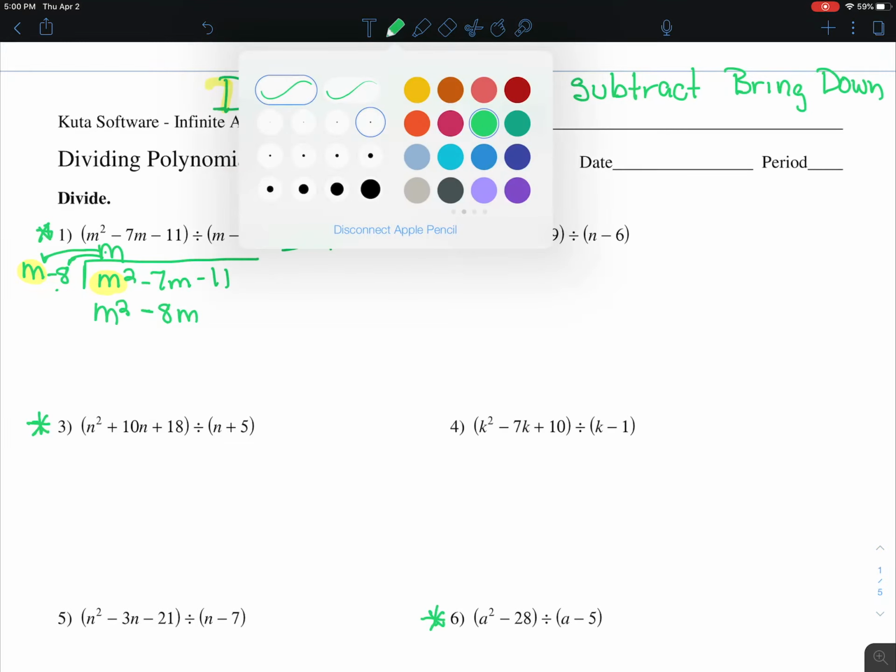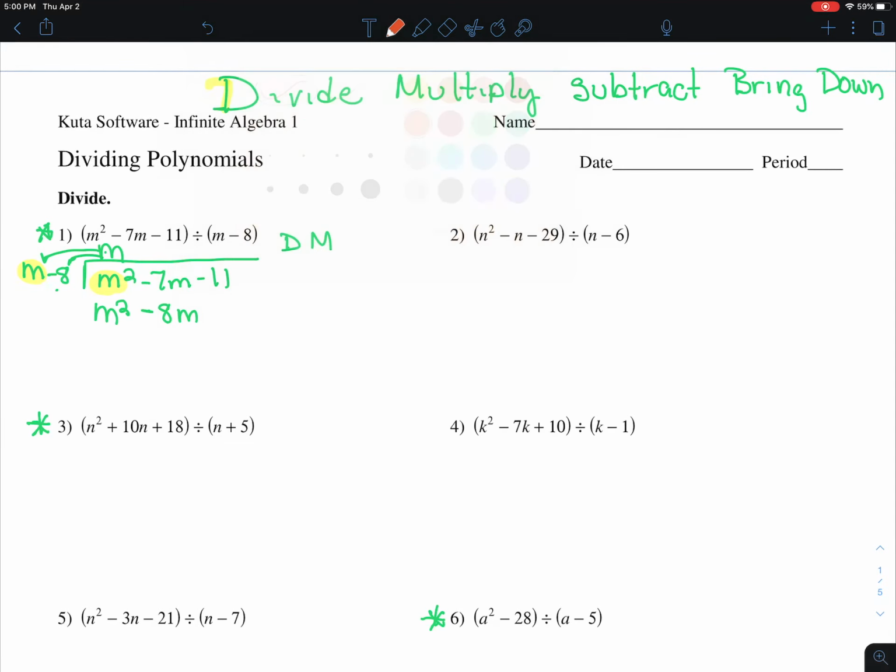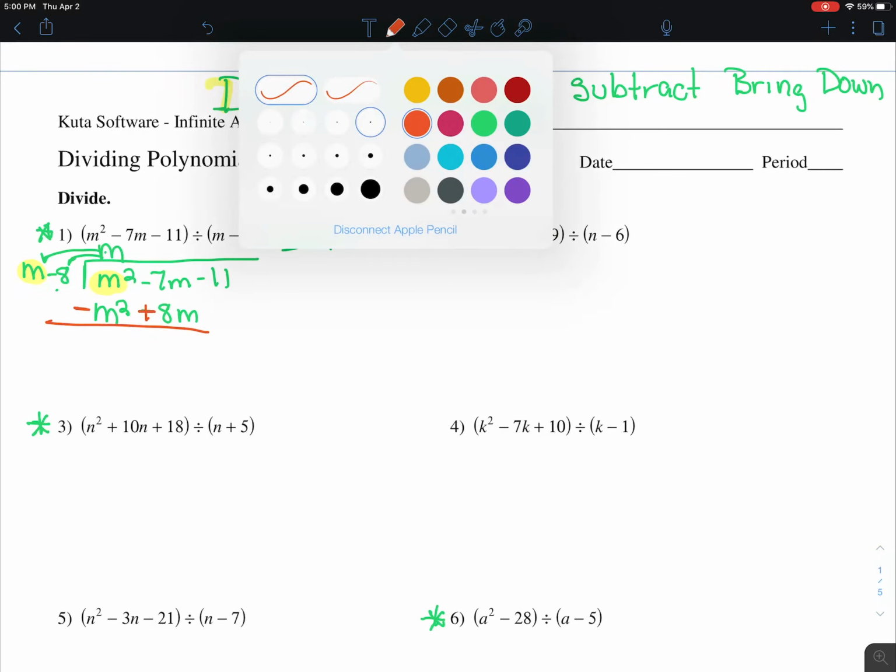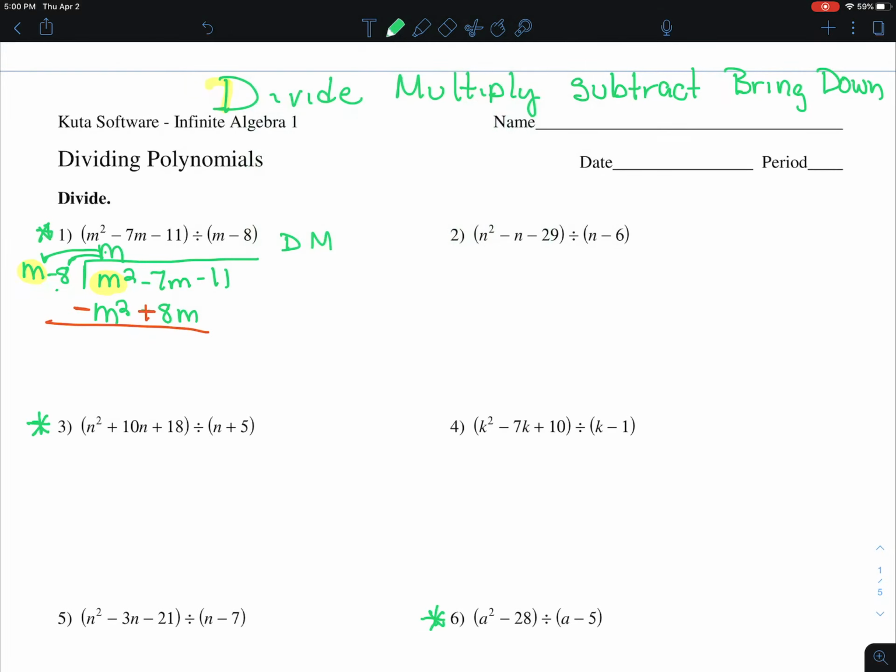Now to subtract, I suggest that you use a different color, because subtraction is just adding the opposite. So to subtract, I'm just going to change both of these signs and add together. That is my subtraction by changing both of those signs. Notice they're both red now, so that indicates that I changed the sign so I can subtract. So when I add these together, m squared minus m squared is 0, and -7m minus -8m is actually 1m.